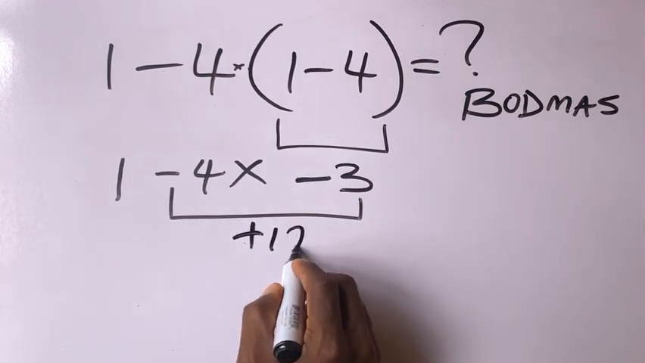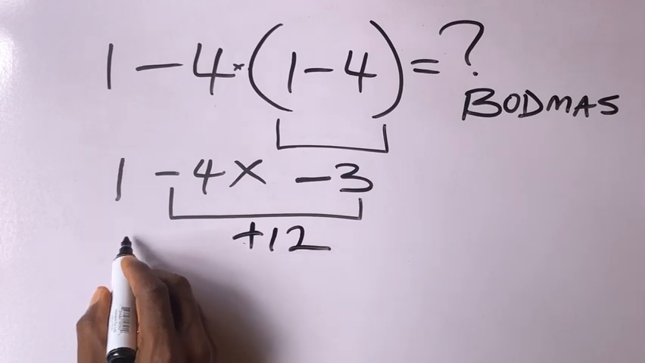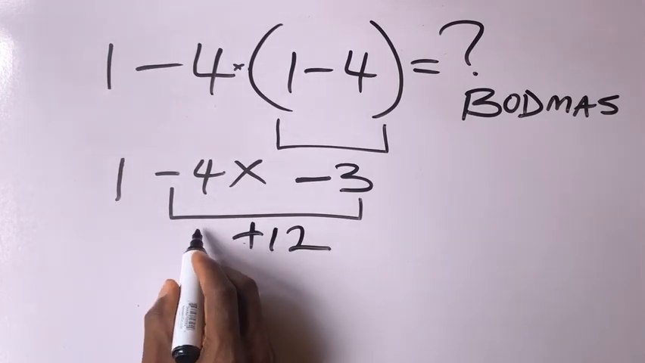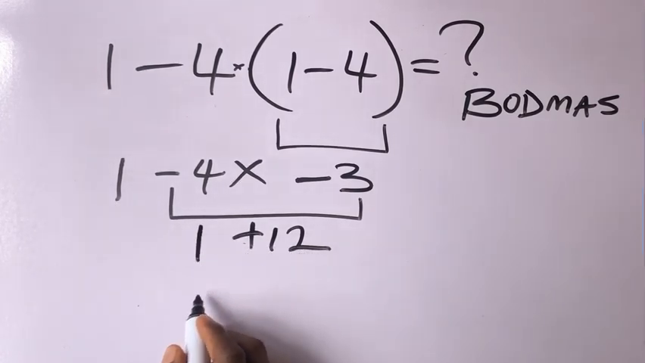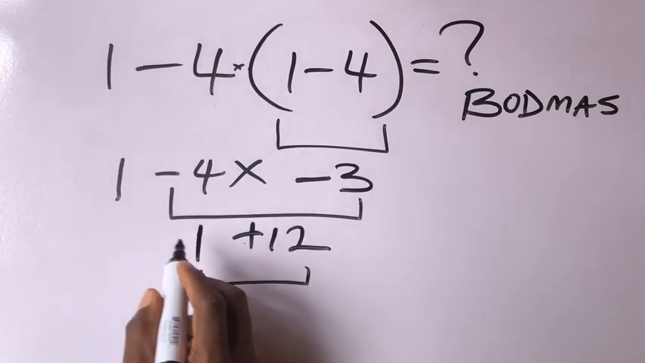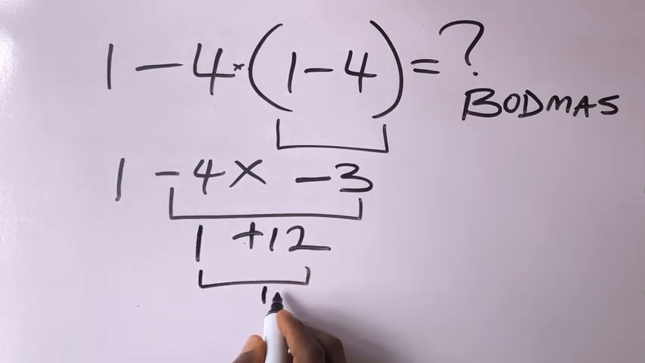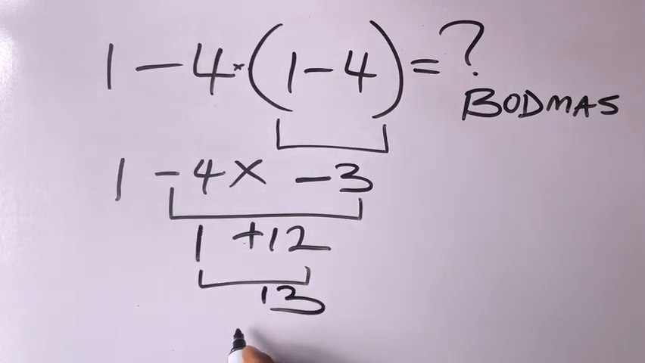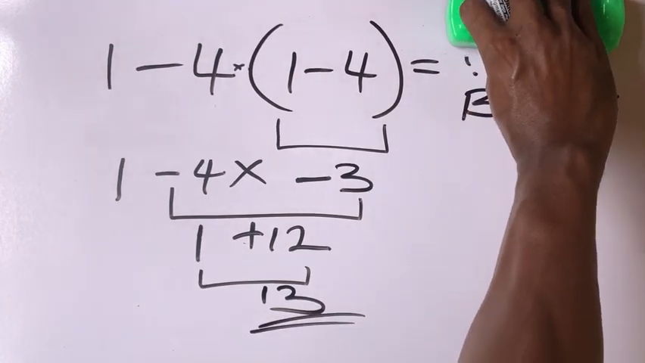Plus 12. This plus 12 plus this 1, 1 plus 12, will give us 13. So our final answer is what? 13.